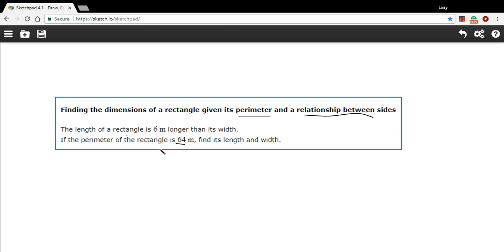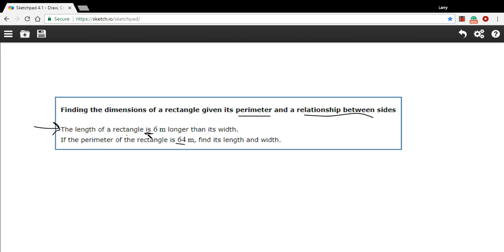This can be a little bit tricky, and what we need to start with is writing a simple equation from this statement of relationship between the length and the width. So it says the length of a rectangle is 6 meters longer than its width. In sentences like this, the word "is" is often the equal sign. It definitely is in this case.